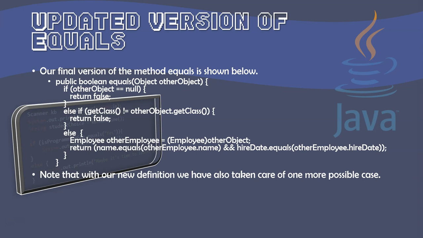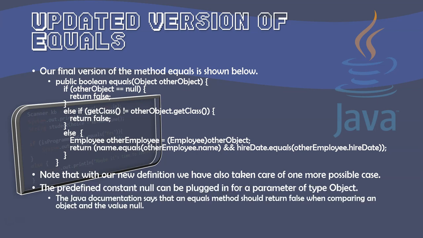Note that with our new definition, we have also taken care of one or more possible cases here. As I already mentioned, we have otherObject == null, which is a good way to test to see if an object actually exists. Now, the predefined constant null can technically be plugged in as a parameter of type Object. The Java documentation says that an equals method should return false when comparing an object and the value null. So that's something we want to leave in there because, if an object is set to null, that's technically a valid value, but it's not going to return values that we expect. So we just want to make sure that we have that accounted for.